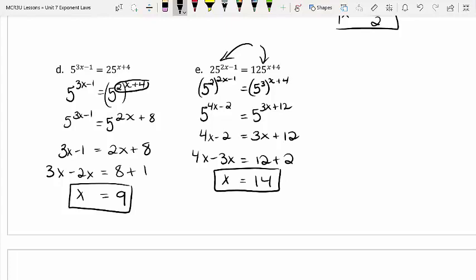Okay, so all those examples we just did either started out with the same bases, and then it was really easy, or if they didn't start with the same bases, it was really easy for us to convert them into exponents with the same base. So what we're going to get into next is what happens when you can't convert them into exponents with the same base.